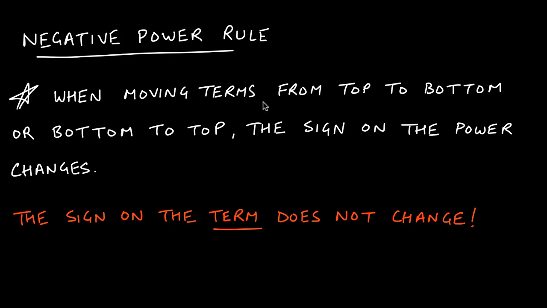When moving terms from top to bottom, and by top to bottom, I mean about a fraction. There's a numerator to the fraction, I'm going to call that the top. There's a denominator of a fraction, I will call that the bottom. Or if you're moving terms from bottom to top, it doesn't matter which direction the terms are moving in or going to, the sign on the power changes. Notice I did not say the sign on the term. The sign on the term does not change. It's only the sign on the power.